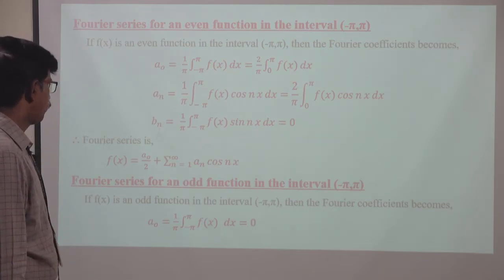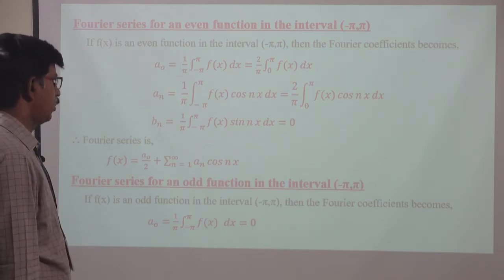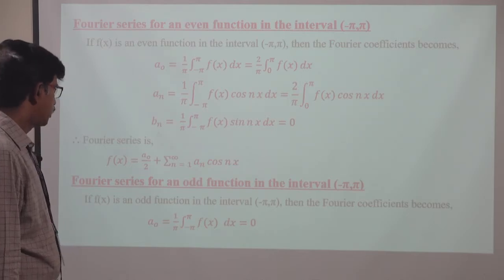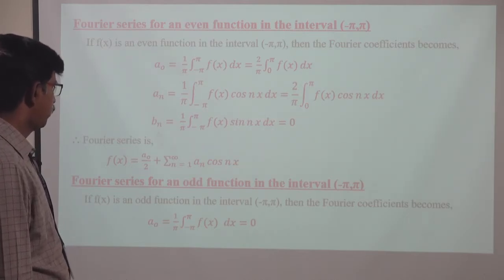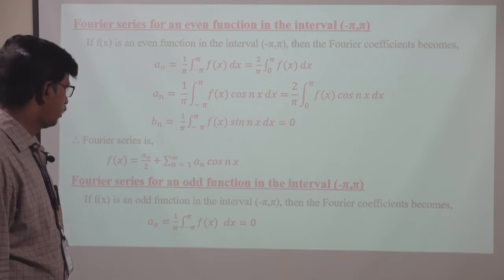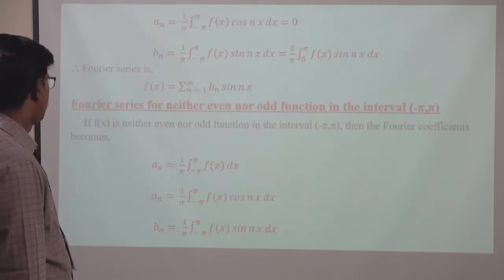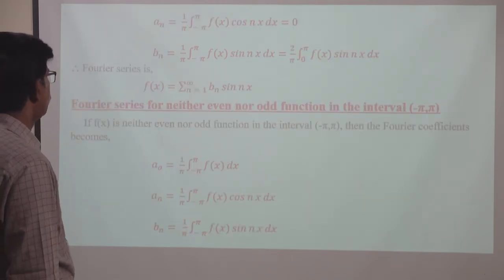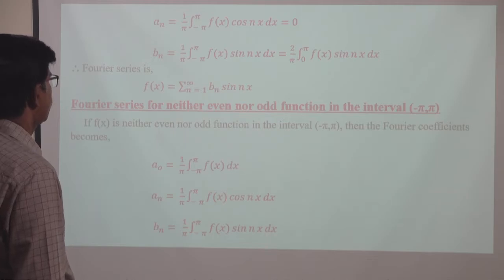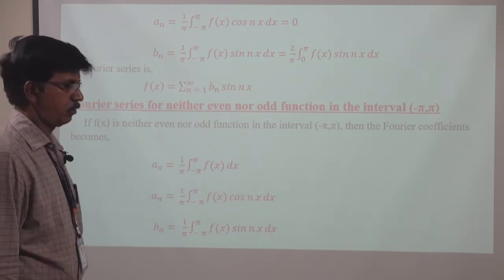If f of x is an odd function in the interval minus pi to plus pi, then the Fourier coefficients become a0 equal to 1 by pi integral over minus pi to plus pi f of x into dx, which will be equal to 0. Then an is equal to 1 by pi into integral minus pi to plus pi f of x into cos n x into dx, which also will be 0.